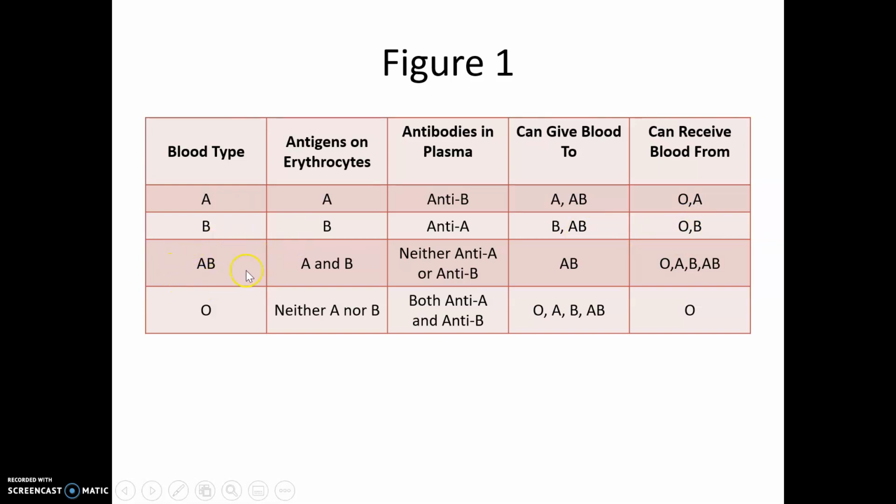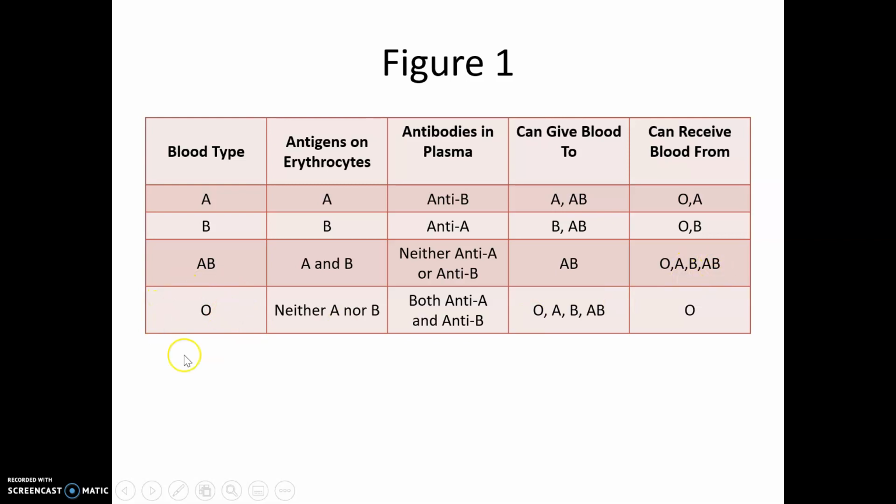For AB, the antigens on the outside of the erythrocytes are going to be mixed, both A and B. Because of that, you do not want to have any antibodies in your plasma, or else you'd be attacking your own blood. So you do not have anti-A or anti-B antibodies. You can only give blood to people who are AB, but you can receive blood from everybody, okay? So you can receive blood from somebody who is O, B, A, and AB.